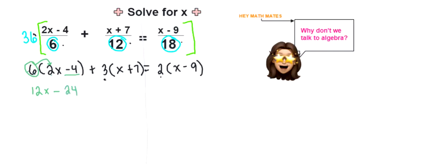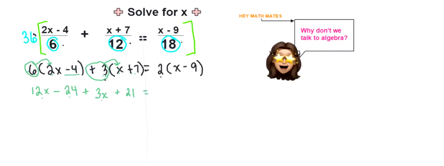Now I got to take this positive 3. A positive times a positive is a positive. 3 times x is 3x. A positive times a positive is a positive. 3 times 7 is 21. All right, 6 times 2x is 12x. 6 times negative 4 is negative 24. 3 times x is positive 3x. 3 times a positive 7 is a positive 21.